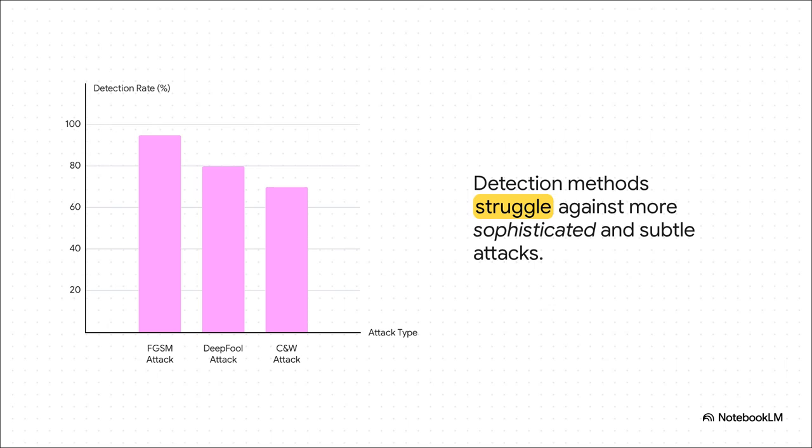But, and this is a big but, there's a catch. Our detection methods are basically locked in a constant race with the attacks. Yeah, they're pretty good at catching the older, simpler stuff, like the FGSM attacks. But when you get to the more sophisticated, more subtle attacks, things like the CNW method, that's where our defenses really start to struggle to keep up.